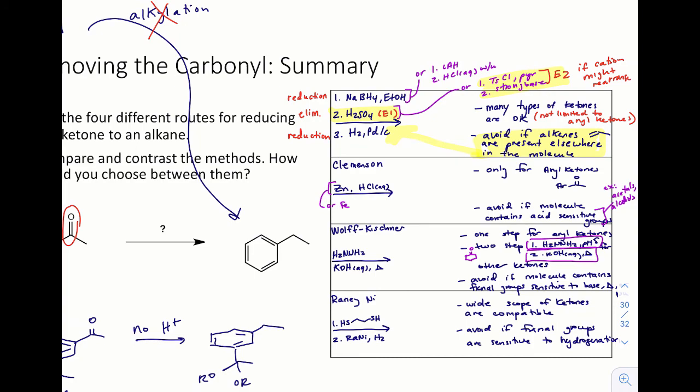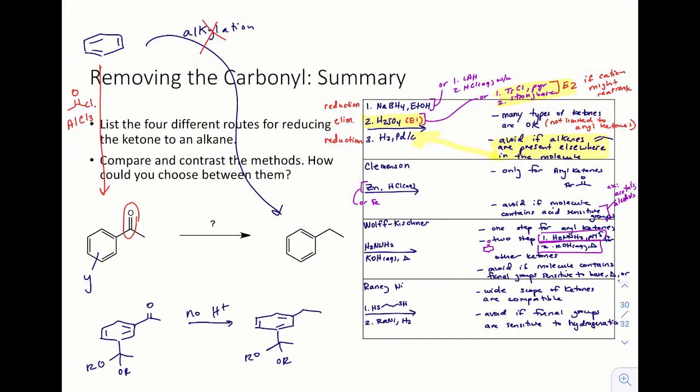Now, you would avoid this method if the molecule contains base-sensitive groups. Now, acetals are not base sensitive, so Wolff-Kishner would be fine for acetals, but imagine there was an alkyl halide in this molecule. Well, under basic conditions, the alkyl halide would actually be eliminated, and you would generate an alkene here. Oh no, we don't want an alkene. We want to keep the alkyl halide. Okay, well, if you want the alkyl halide, then you need to avoid Wolff-Kishner.